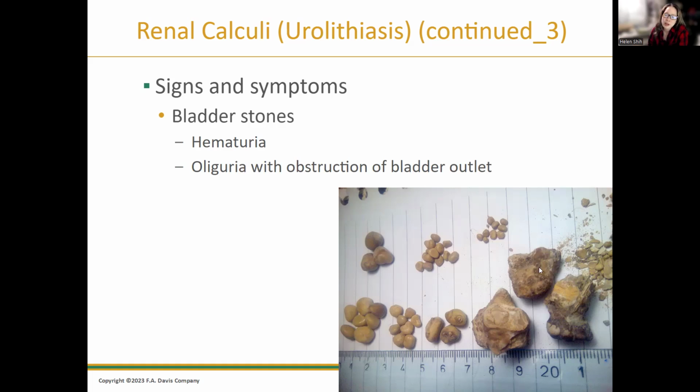This is a picture of some stones that people have found inside of other patients. Some of them you can see are almost sand-like, sand grain-like. Those probably don't need a lot of intervention. We just need to be able to flush it out.